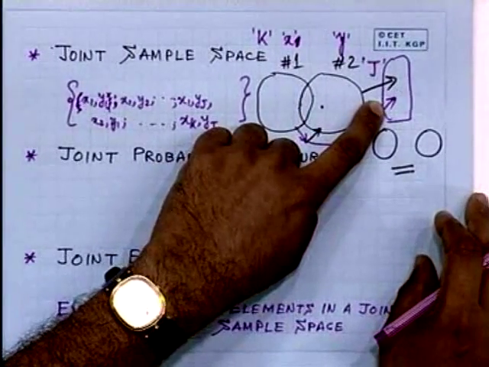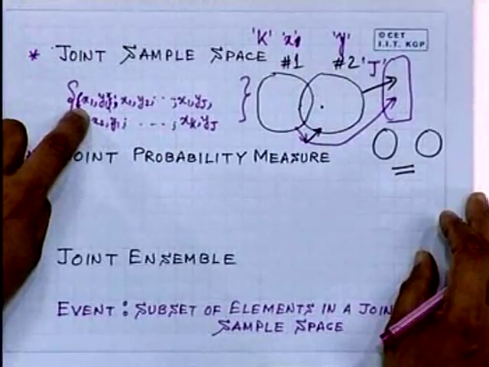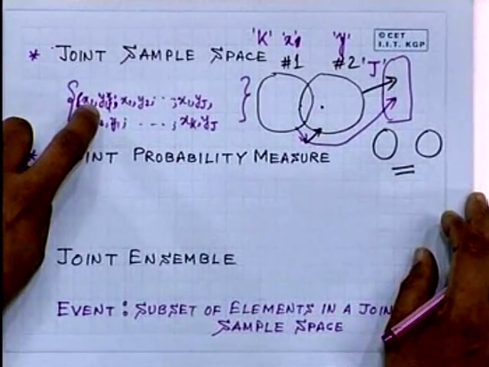Fine. So, a joint outcome means one outcome from one part of the experiment, another outcome from the other part of the experiment. And tomorrow, if I have to talk about a joint experiment over three or more experiments, it should not be a problem. I can go on writing this. So, this may be one sample space.